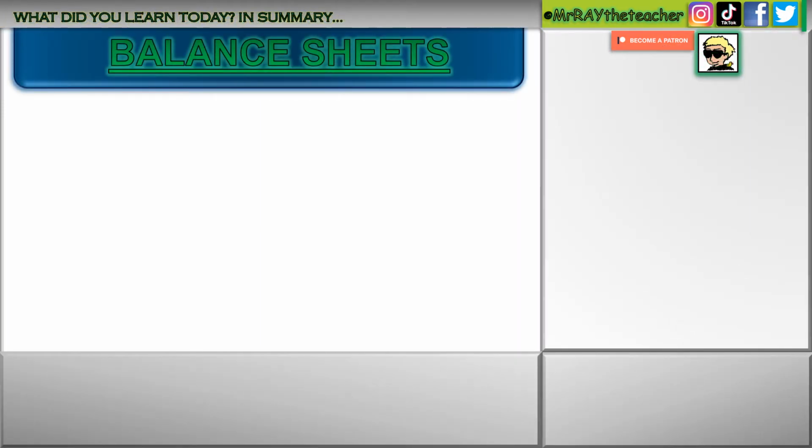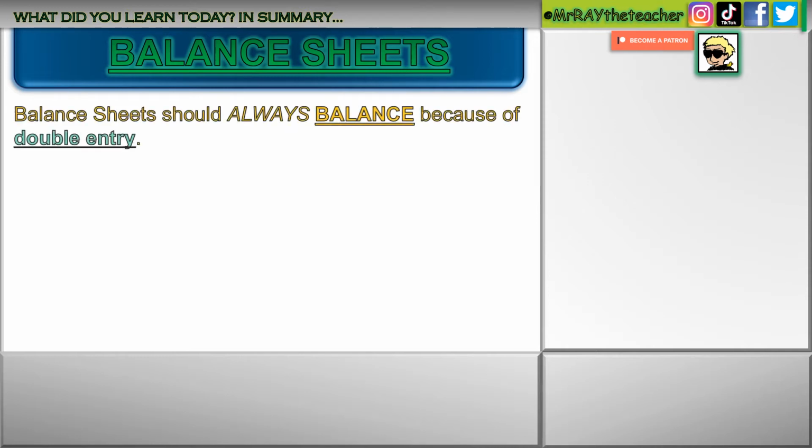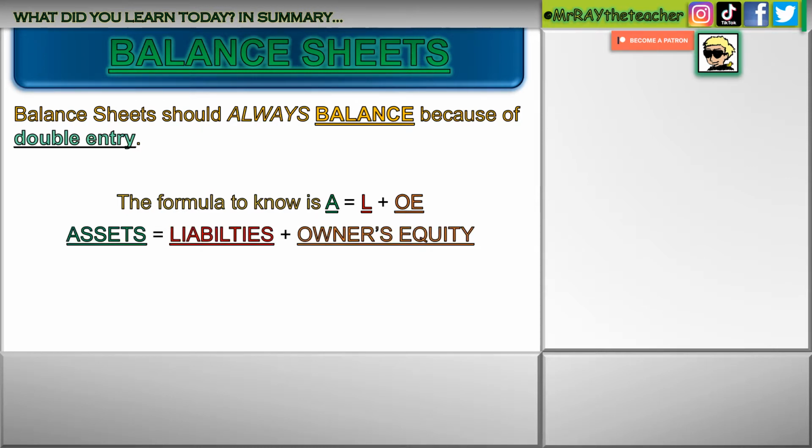So, what did you learn today? If someone ever asked you, you have an answer now. Balance sheets, they should always balance because of double entry. The formula to know is ALO. That's your assets equals liabilities plus owner's equity. Just remember aloe vera, and remember it always balances out because of double entry. And if it doesn't balance out, either your math is wrong or something suspicious is happening.